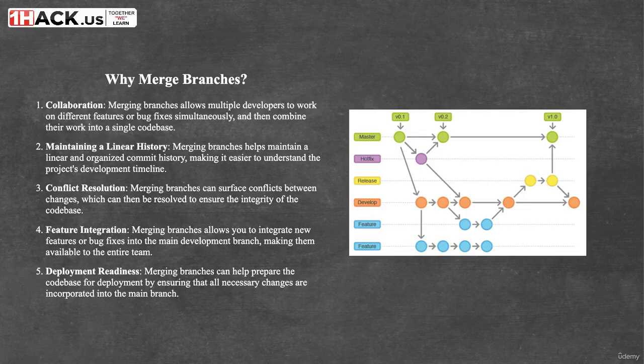Deployment readiness. Merging branches can help prepare the codebase for deployment by ensuring that all necessary changes are incorporated into the main branch. This streamlines the deployment process and ensures that the final product is up to date and ready for release. By understanding these key benefits, you can see why merging branches is a crucial part of effective software development and collaboration.